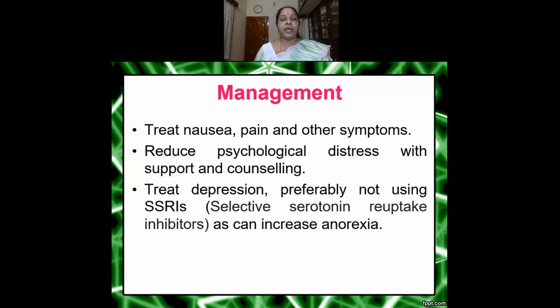Management of anorexia: if the patient has nausea, give treatment for nausea and anorexia can be relieved. If the patient experiences pain, give appropriate treatment to relieve the pain and other symptoms. Reduce psychological distress, if the patient has any, with proper support, counseling, and guidance. If they have depression, treat it, preferably not using selective serotonin reuptake inhibitors, as they can increase anorexia. SSRIs are the drugs used for treating depression, but at the same time they will also increase anorexia. Therefore, do not opt for giving SSRIs.